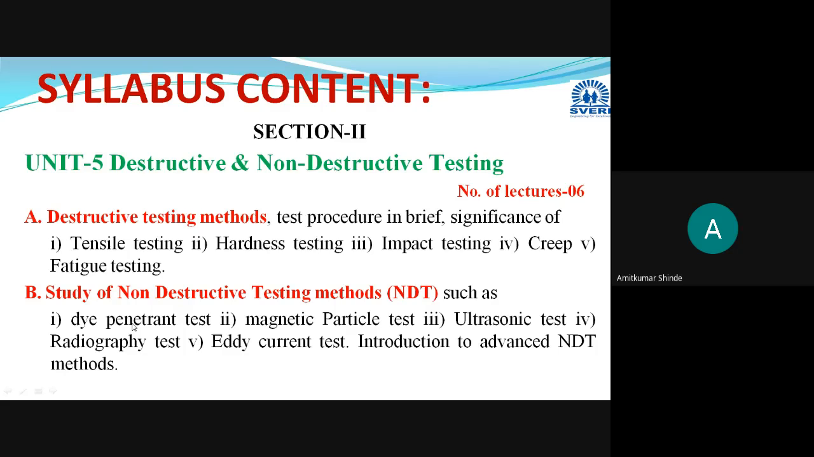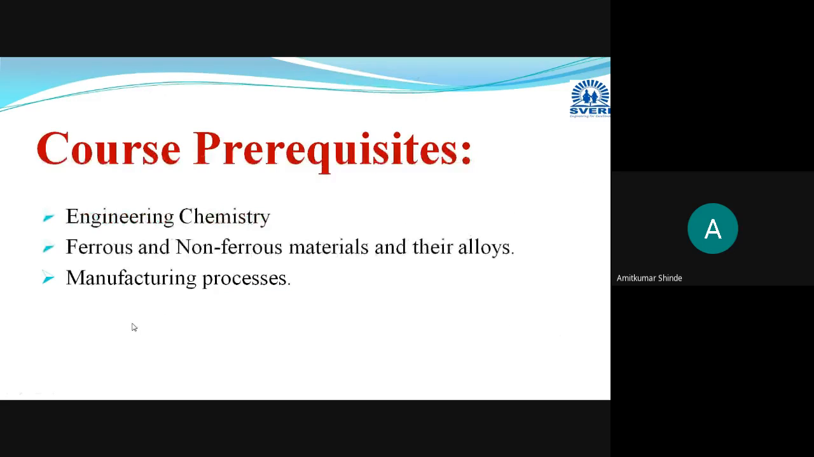Then these are some prerequisites. The prerequisites required to understand this chapter: engineering chemistry is needed throughout for studying this metallurgy subject, it acts as a basic subject. Then manufacturing processes, and you should have basic knowledge of ferrous and non-ferrous materials and their alloys. Depending on the material type only, you are going to select the tests. That's why knowledge of the different kinds of ferrous materials, non-ferrous materials, and their respective alloys is very necessary to understand this chapter.